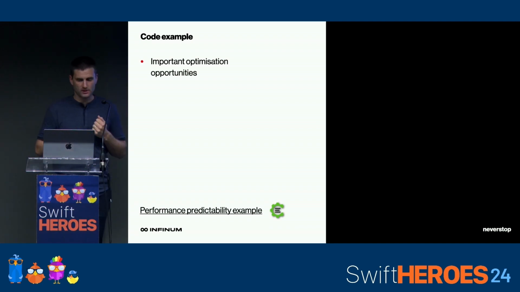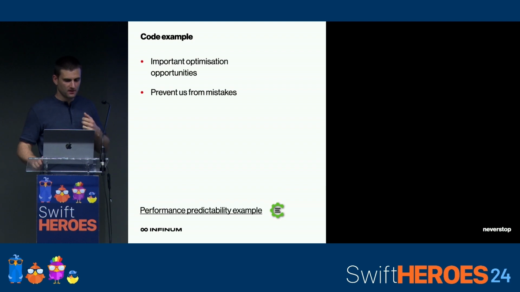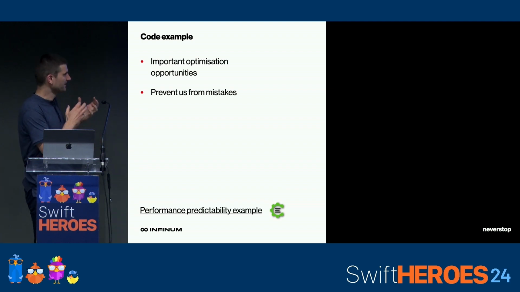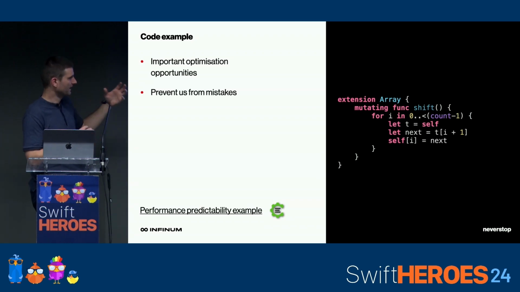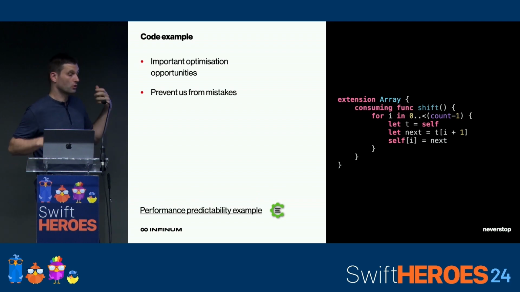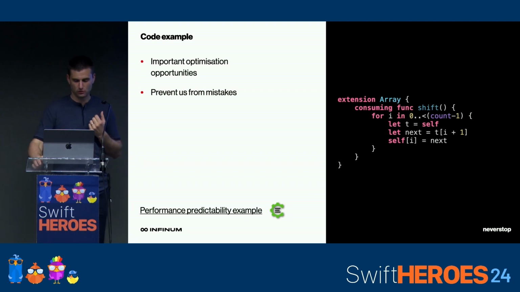And if we go back to our example, they also, more importantly, really prevent us from making mistakes. So our example from before, where we had this temporary variable which was messing up our performance, by default, this shift function is taking the self argument as an in-out argument. And if we change this function from mutating to consuming, now the compiler will warn us that we are not allowed to do what we attempted to do before.